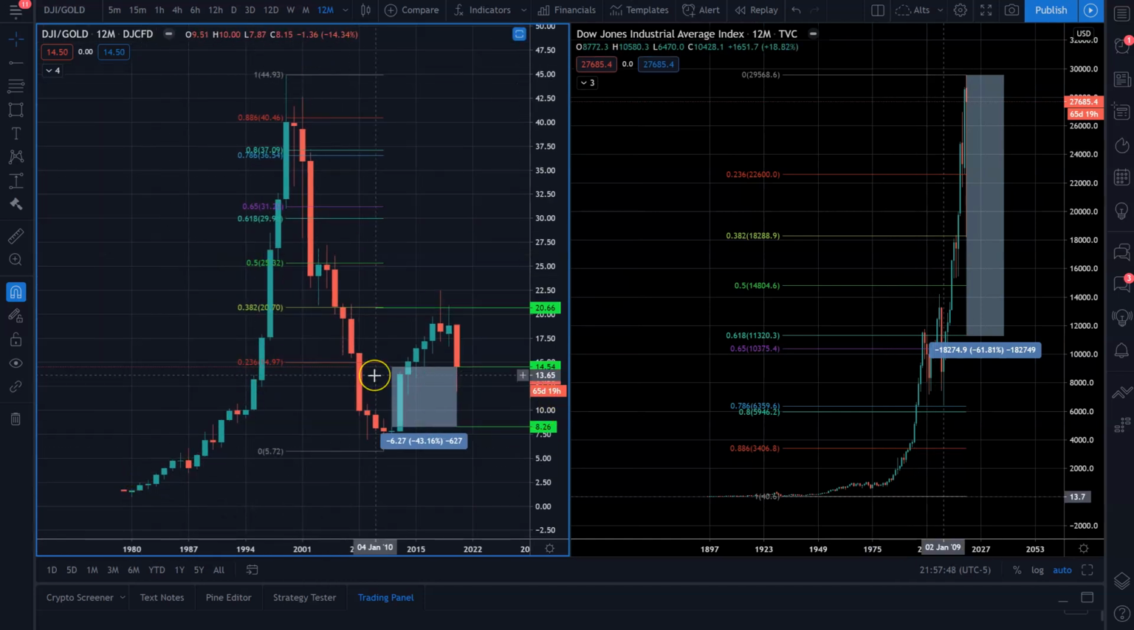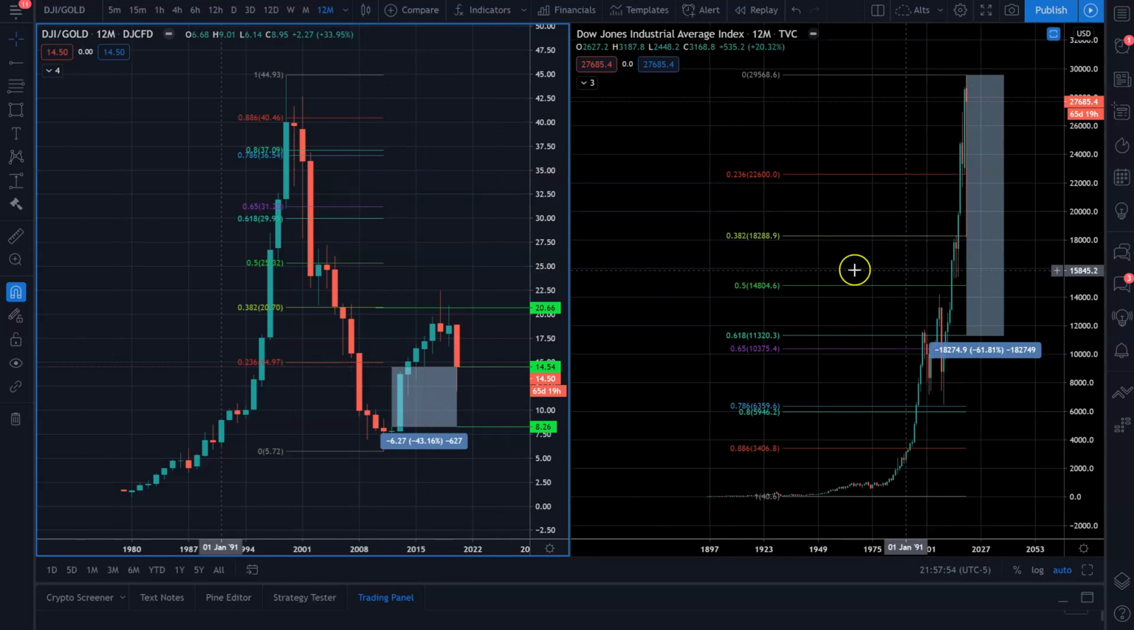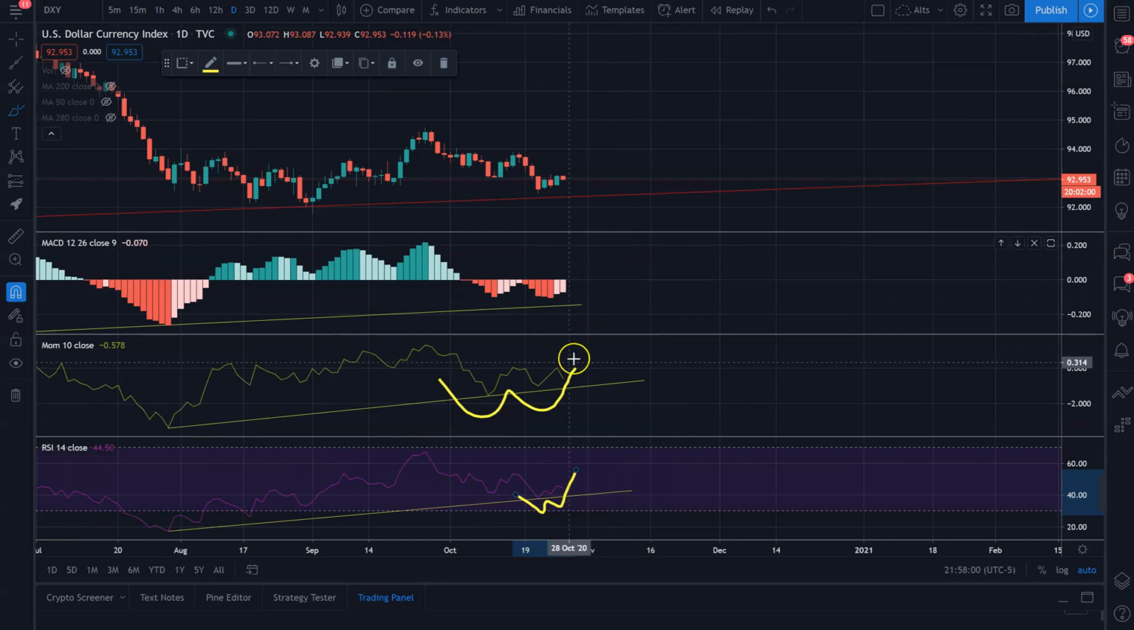these cycles, these are all lining up, right? The 100-year super cycle idea or the 90-year super cycle idea is lining up with this gold versus the Dow chart. And it's also lining up with our dollar index. Remember, I did the video a few days ago saying that this looked like it was trying to put in a W. Still looks like it's trying to put in a W, right?